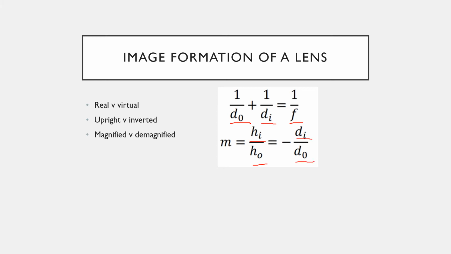For a converging lens, f, your focal length, will be positive, and for a diverging lens, it will be negative. It's important to remember that d_i is positive for real images and negative for virtual images. Real images are images formed when there is light, and the image is on the same side as the viewer of the lens. Virtual images are images that appear to have light, but in reality they do not, and the image formed is actually on the same side as the object.